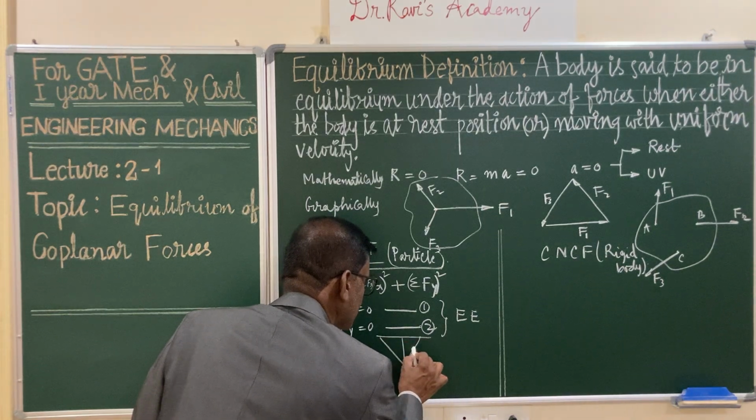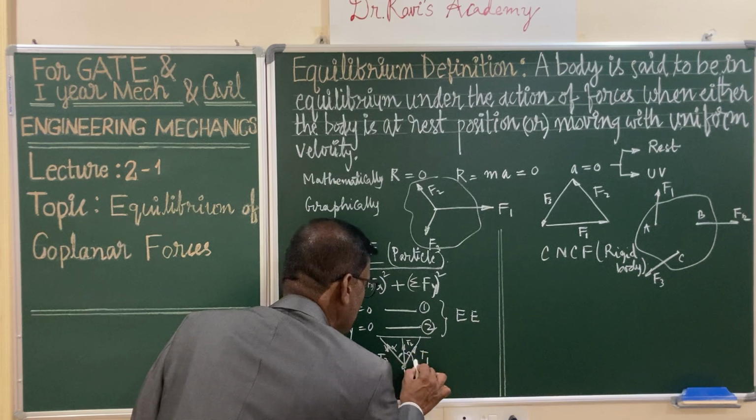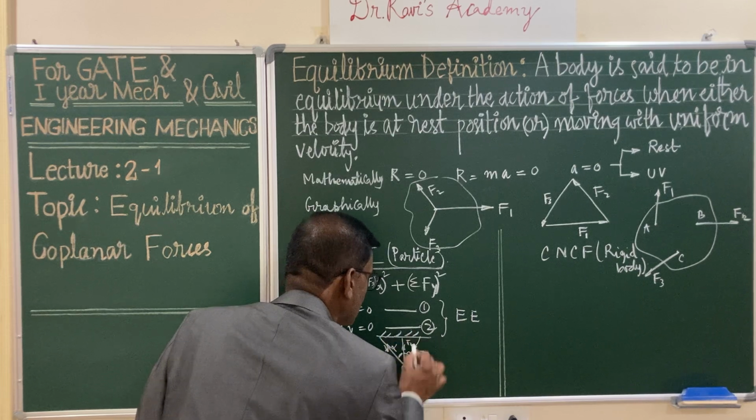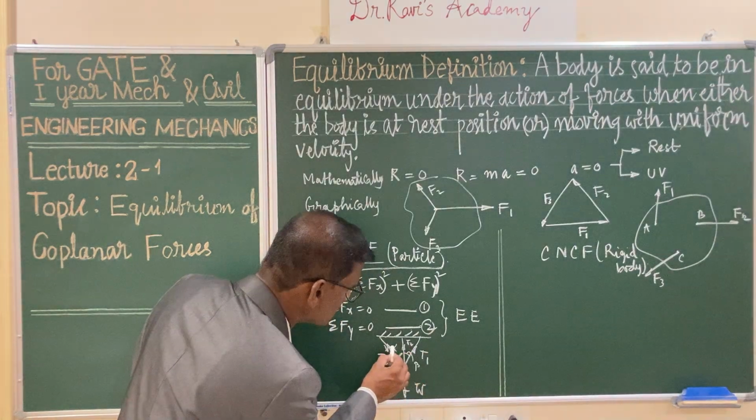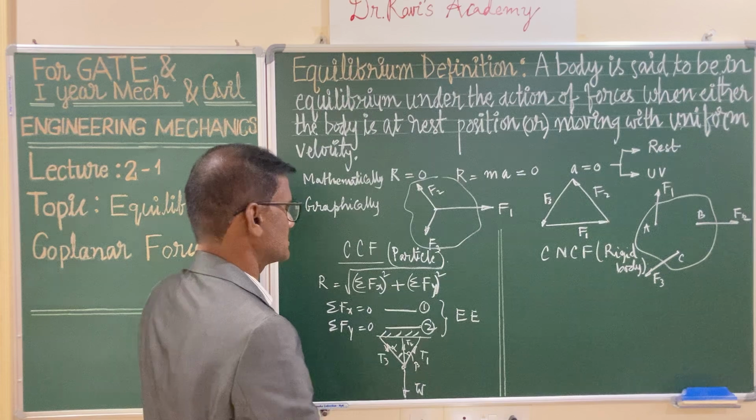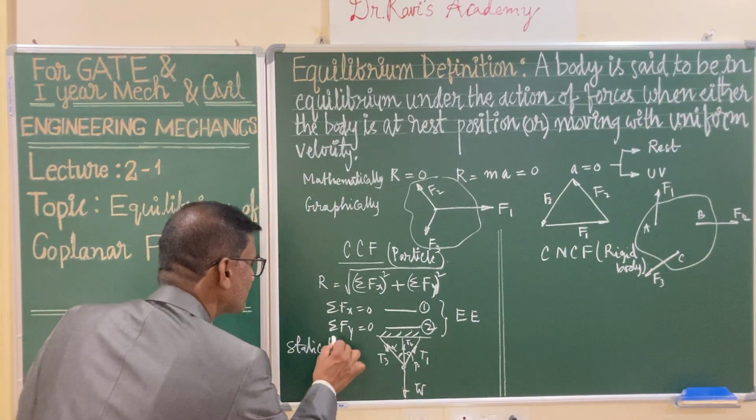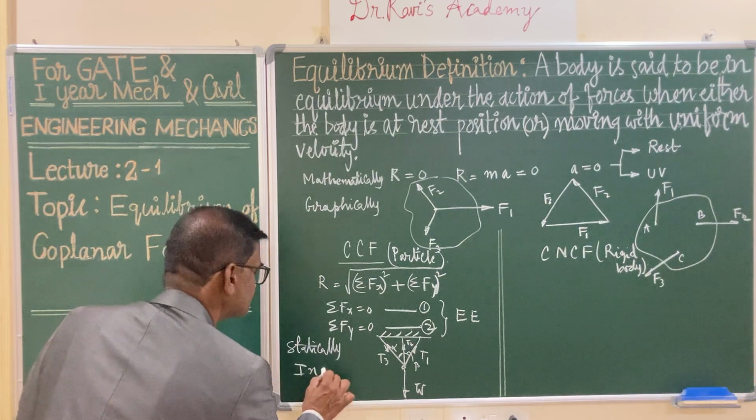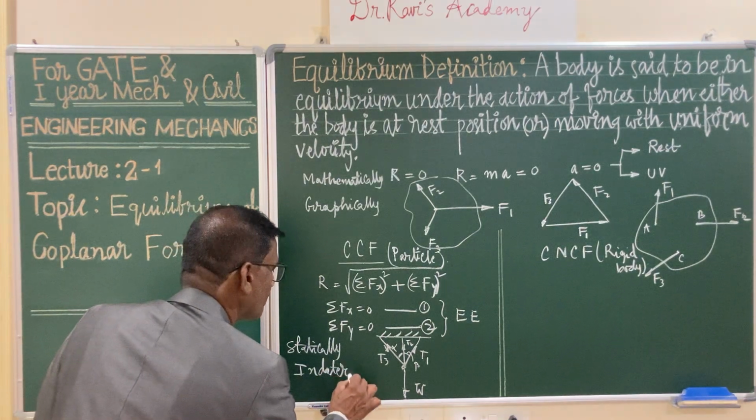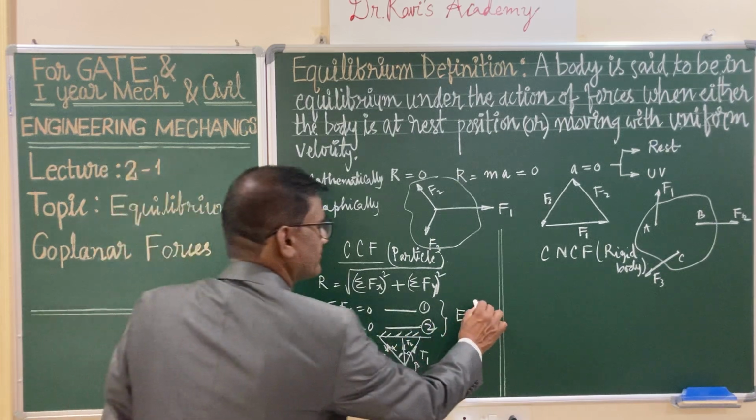I am considering three tensions: T1, T2 and T3. Let us assume this angle is alpha and this angle is beta. T1, T2, T3 are three unknowns, but you have only two equations. So this particular system is statically indeterminate. You are unable to solve these three unknowns just by using equations of equilibrium.